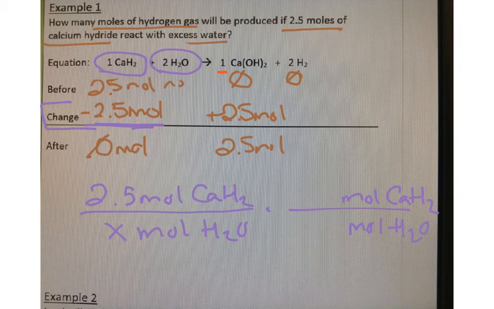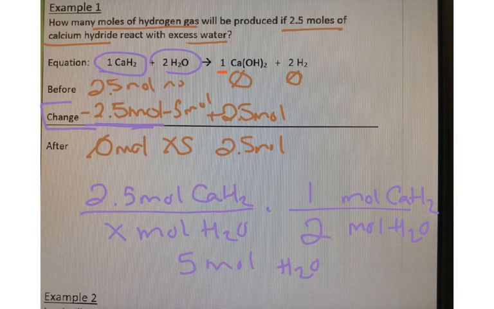Now I'm going to use the coefficients to put in for this ratio called the molar ratio. So I'm going to put 1 mole of calcium hydride for every 2 moles of water. Now I'm going to cross multiply, and what I end up getting is 5 moles of water. So I know that water will go down 5 moles. So this would be excess minus 5 moles would be an excess.